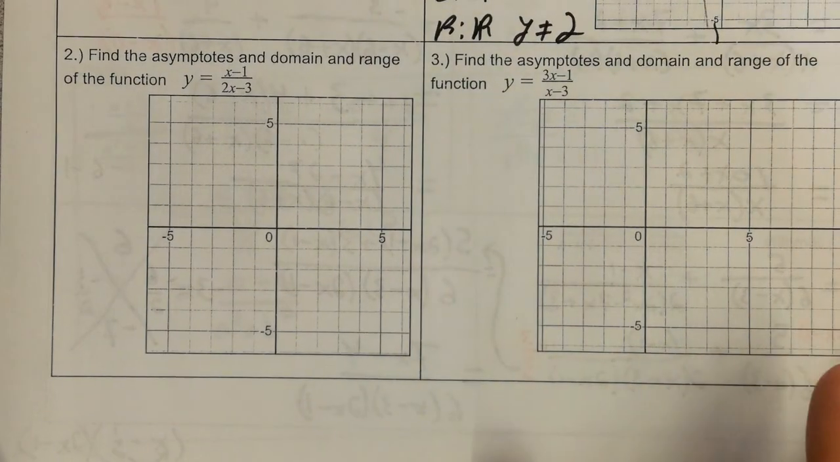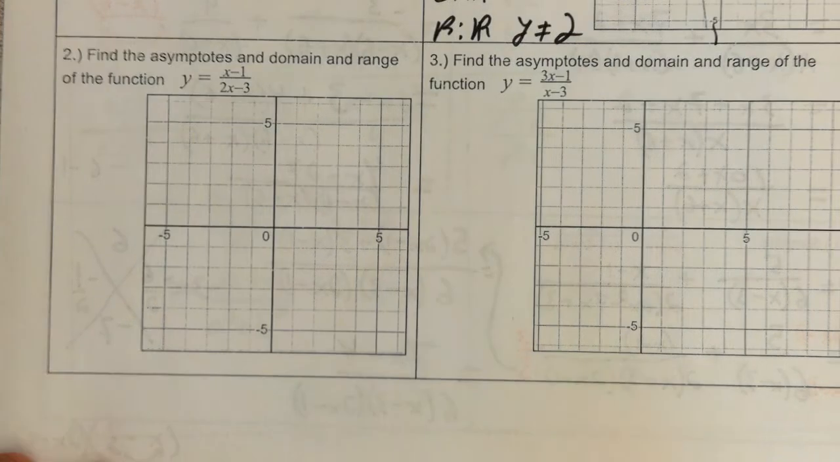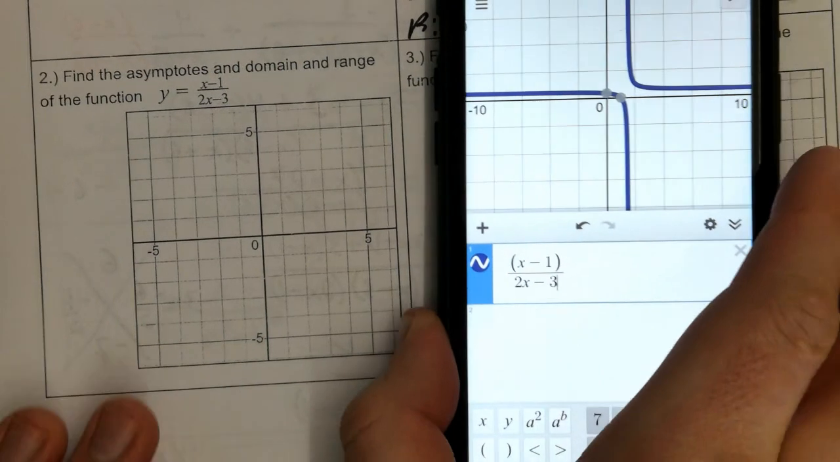All right, these last two, you should go ahead and try graphing them, find the asymptotes, the domain and range, and see how it goes. I will show you how to do them as well. So hopefully you paused and did these. So we'll put in x minus 1 divided by 2x minus 3. Okay, so we get this graph.